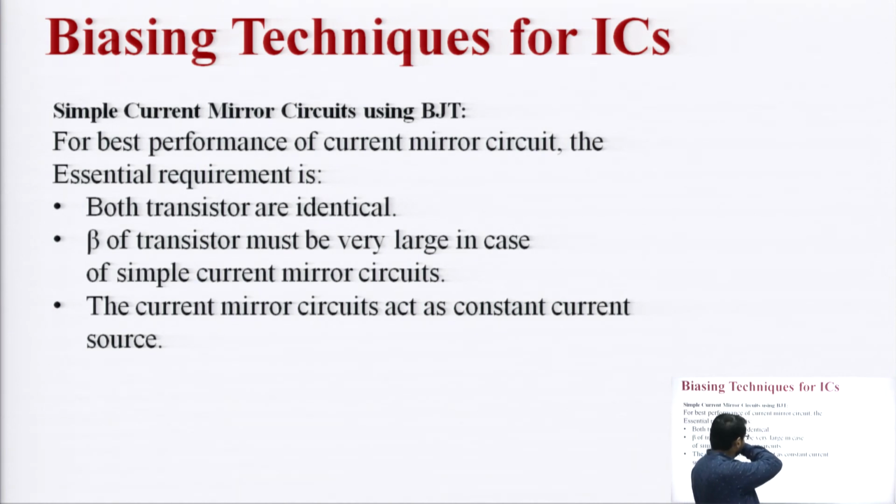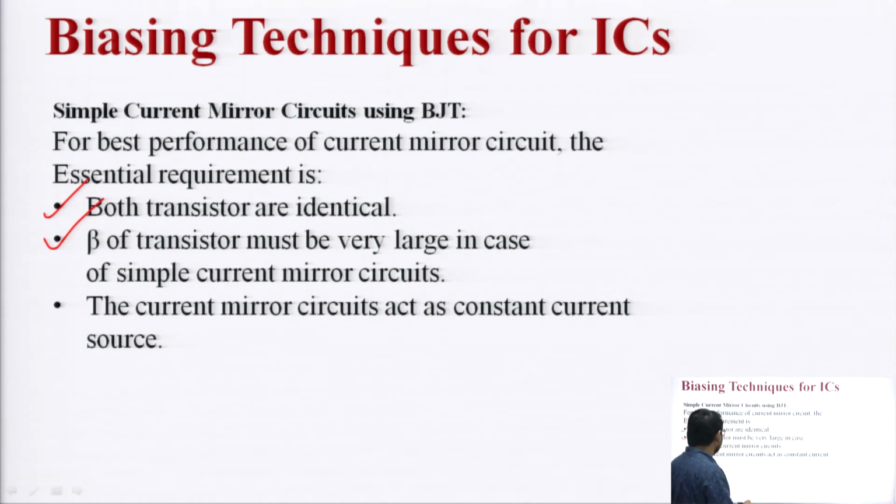So, simple current mirror. For the best performance of a current mirror circuit, we have both transistors identical. We see that both transistors have equal value of beta, that is beta 1 equal to beta 2, that is beta, and beta is very large. If beta is very large, as we see in the derivation, we neglect the value of 2 by beta and we find I out equal to I reference.